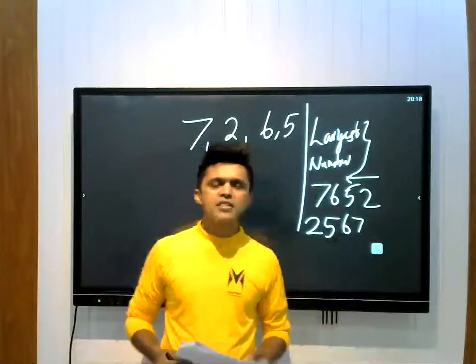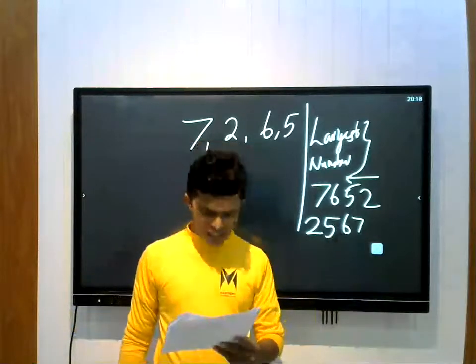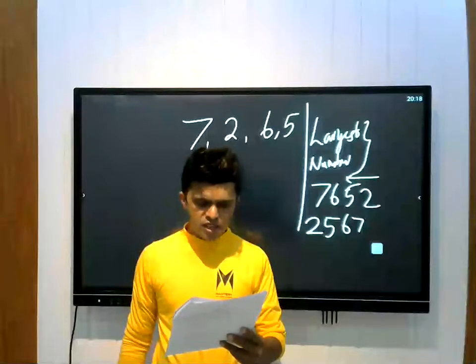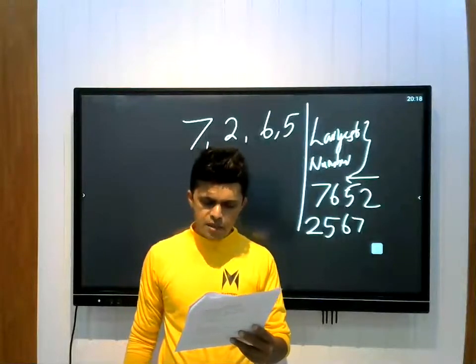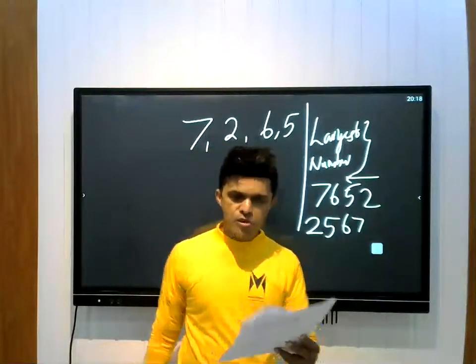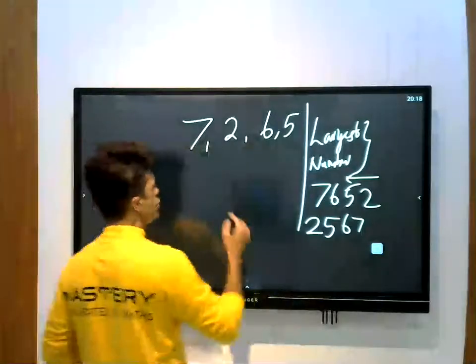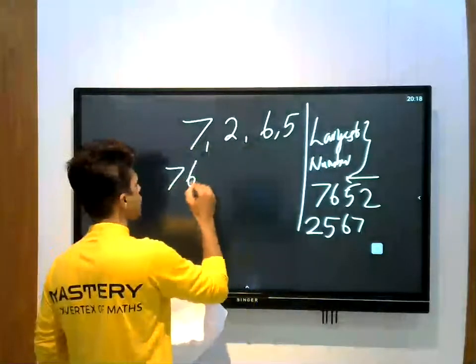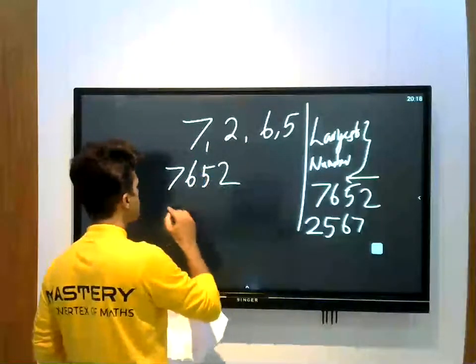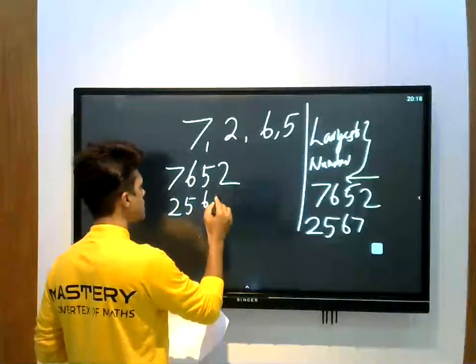You need to get the difference of these numbers. That's the question: find the difference between the largest and the smallest number that can be written by using these digits. So you can subtract 7,652 minus 2,567.